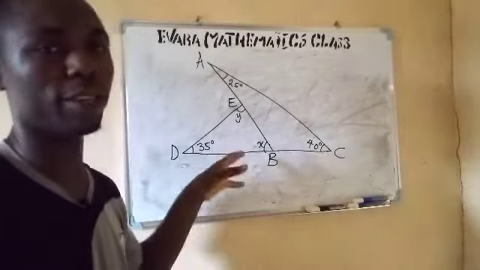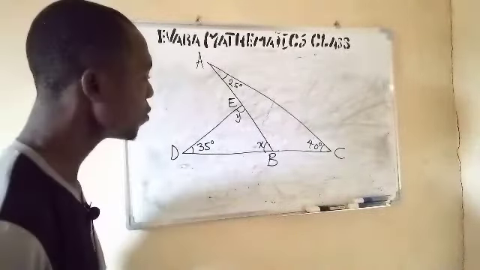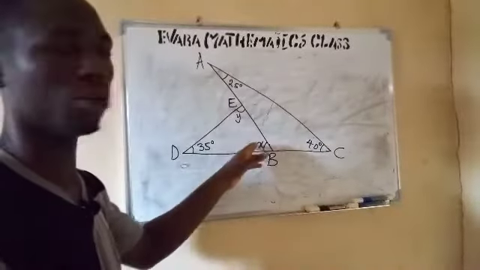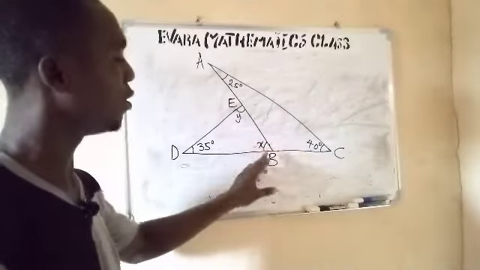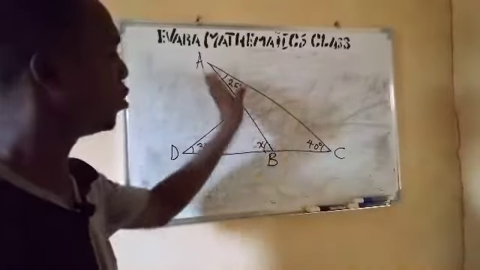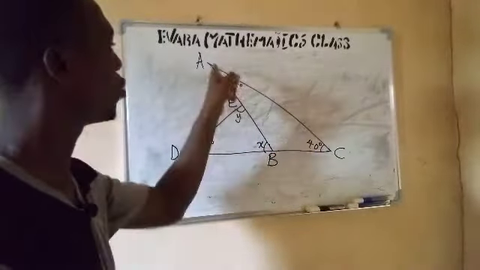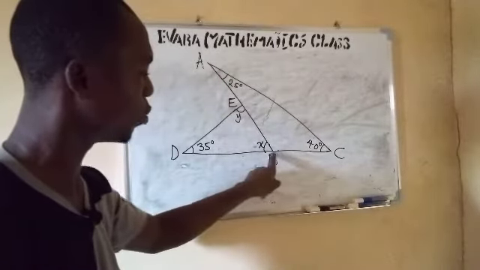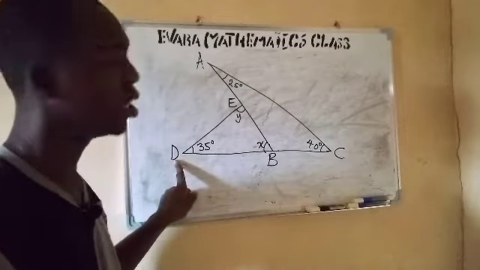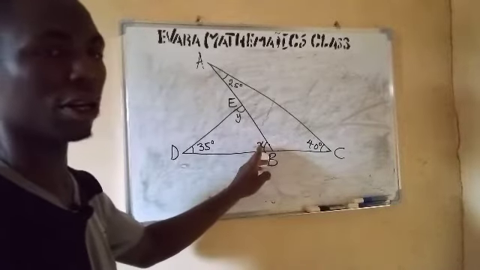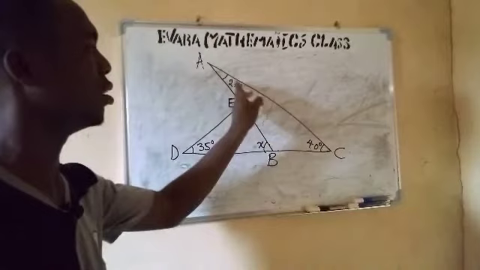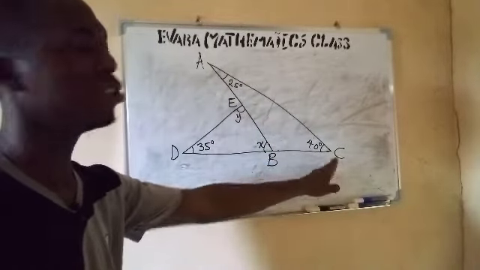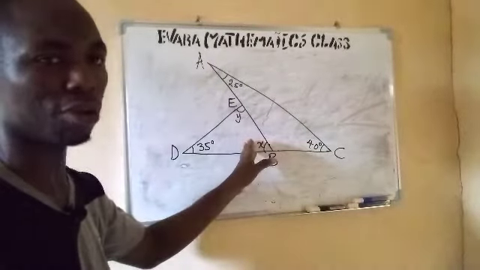First of all, we'll get the value of X. Now, if you look at this angle X, it is an exterior angle to this other triangle. You know, this is triangle ABC. This line BC was produced up to D. So this angle X now is outside the triangle ABC, so we call it an exterior angle.